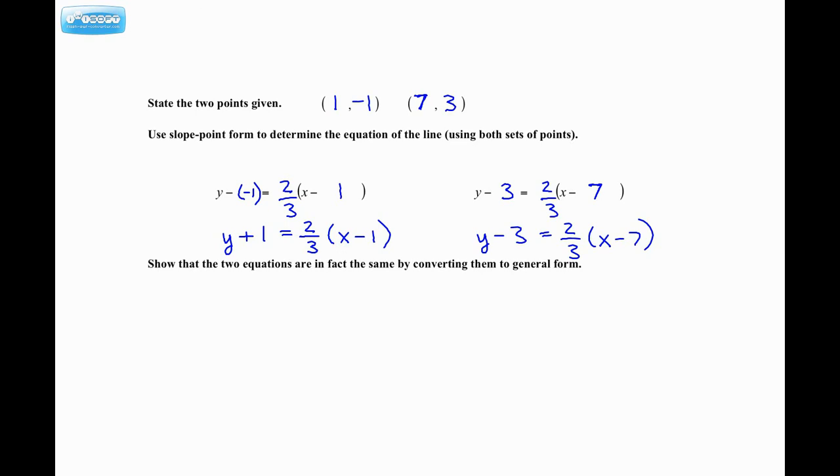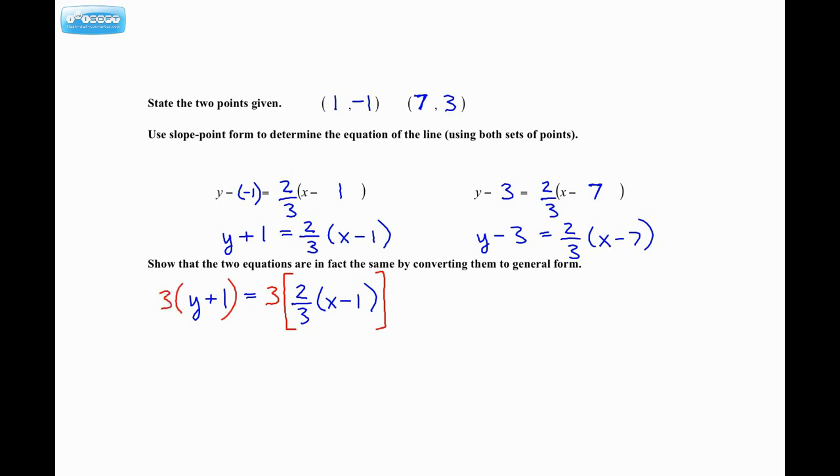Right, so show that the two equations are in fact the same by converting them to general form. So I'm going to write it again, but I'm going to be careful to leave a space here. You'll see why in just a sec. So this is not in a particularly nice form. I'm going to write it in general form, and we know in order to do that I need to get rid of any fractions. So let's get rid of this 3. So I'm going to multiply everything by 3. So that includes this as well.